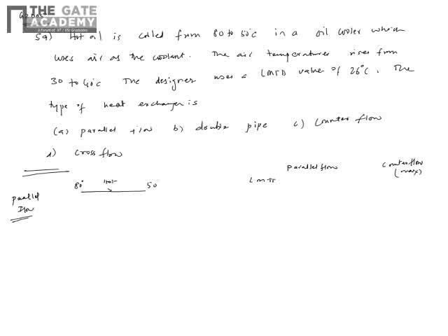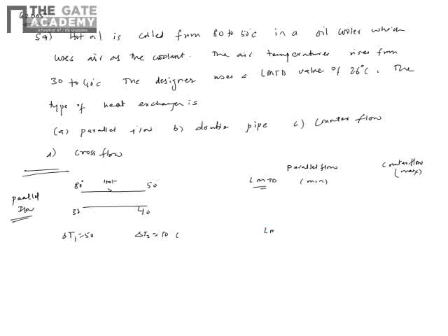The LMTD value for parallel flow is the minimum and for counter flow is the maximum, and if it is cross flow it lies in between. So let's first calculate these LMTD values and figure out where it lies. Assuming it's parallel flow, the air temperature rises from 30 to 40. So delta T1 is 50, delta T2 is 50 minus 40, that is 10.